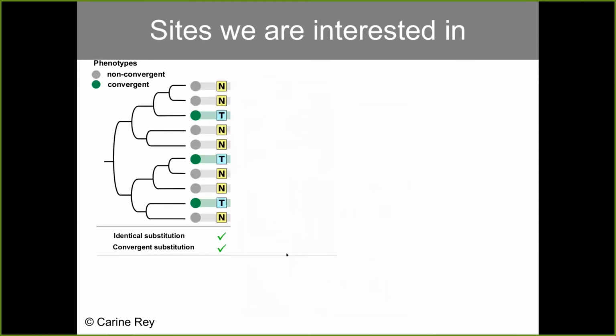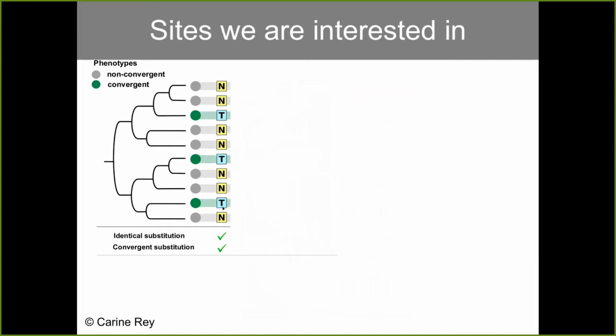So basically, that leads us to trying to see what we want to find when we're interested in convergent substitutions. So there we have this schematic. We have a phylogeny with the root and the tips, and we have the state at a particular site in different species. In green, we have species with the convergent phenotype, and in gray, we have species with the non-convergent phenotype.